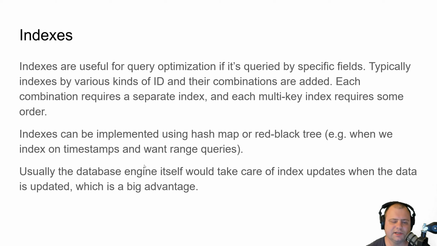And usually the database engine itself would take care of index updates when the data is updated, which is a big advantage. Note that an advanced topic is the order of the trees. If you have, for example, some ID plus a red-black tree on time range index, you want the time range first, because otherwise you will have a lot of small sub-indexes for each ID, which are not going to really give you an advantage when doing a range query.